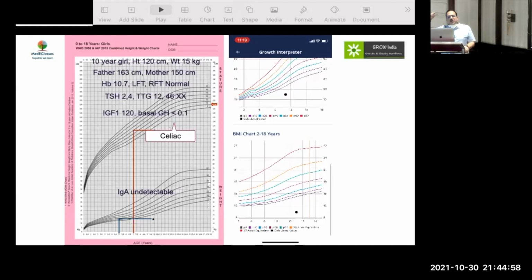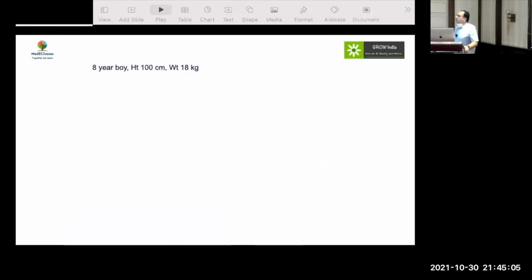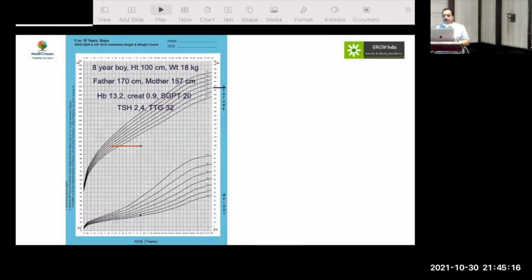So if you just had looked at the growth chart, your diagnosis will become very, very clear and evident from that perspective. What about this child? 8-year-old boy, height is 100, weight is 18. The workup showed a TTG which was borderline elevated. And then a diagnosis was made of celiac disease. But this is the chart.